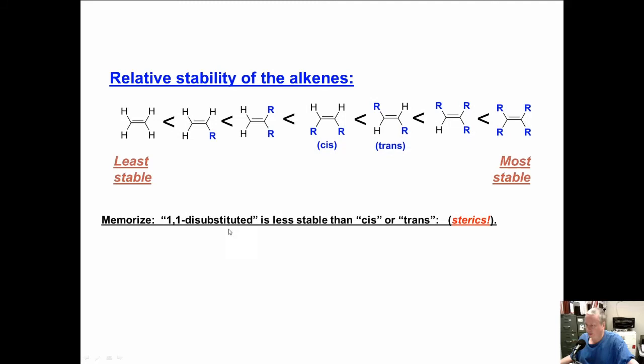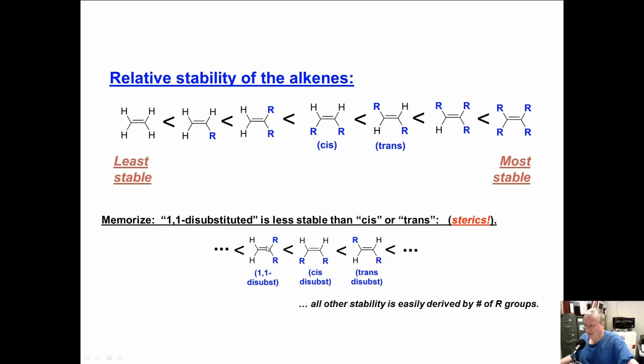So if you're memorizing this, this one disubstituted is less stable than cis or trans because of sterics. All right? So one way to memorize it is to consider just the three middle ones. Memorize just these three. And then all other stability is by the number of R groups. So who's more stable than di? Tri. Who's more stable than tri? Tetra. Who's less stable than di? Mono. Who's less stable than mono? Unsubstituted. So that's another way to memorize this pretty easily.